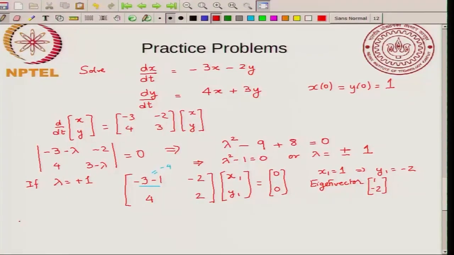Now, if lambda equal to minus 1, in this case what happens is you have minus 3 minus of minus 1, so minus 3 plus 1, that is minus 2, minus 2, you have a 4 here, and 3 plus 1 is 4.